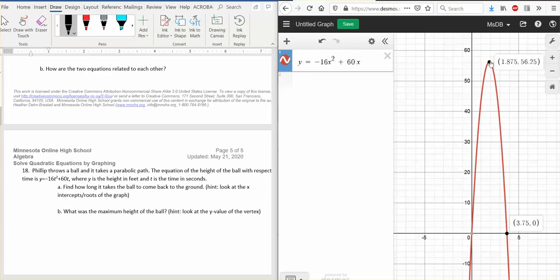And the vertex shows how high the ball went. Its very peak, it was already up to 56.25 feet. So that would be the answer for the maximum height of the ball. And the seconds would be this one here.